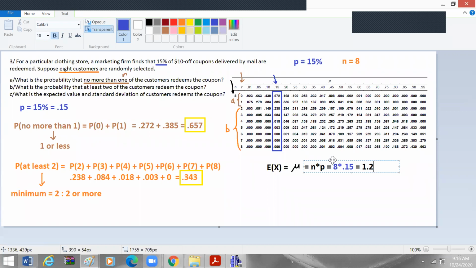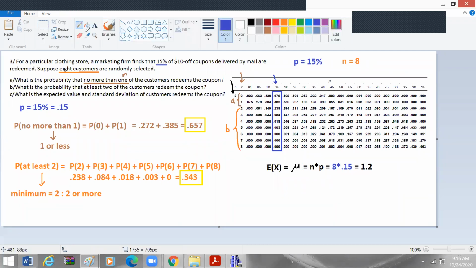Professor, is that how to solve part C? Yeah, this is part C. Can you go over it again? I'm a little confused. The question is asking us to look for the expected values and the standard deviations, correct?